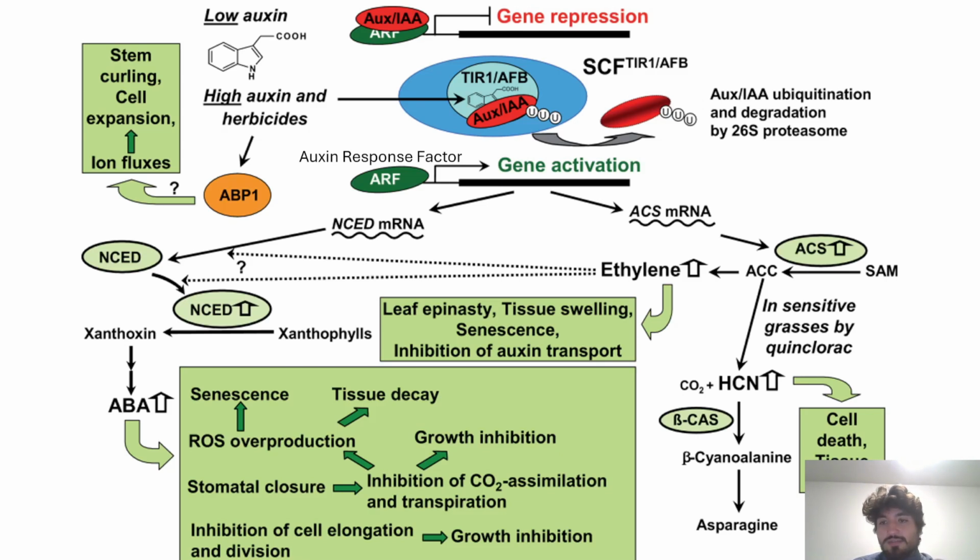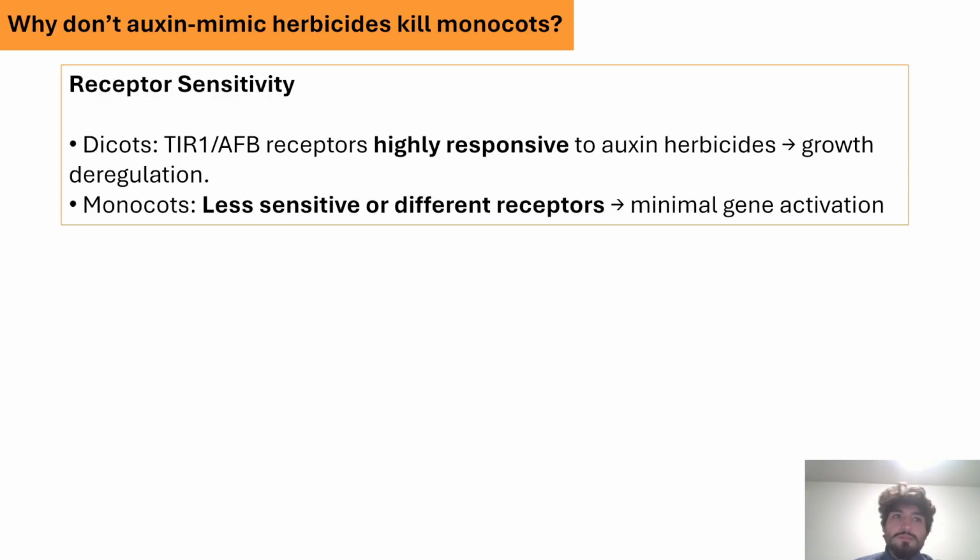And for some sensitive grasses, we have this overproduction of hydrogen cyanide, right, which leads to cell death and tissue necrosis. However, most of the grasses or tolerant crops have high levels of beta-CAS, which is a protein responsible for hydrogen cyanide degradation, right? So why don't auxin mimic herbicides kill monocots? Well, we have some answers for this.